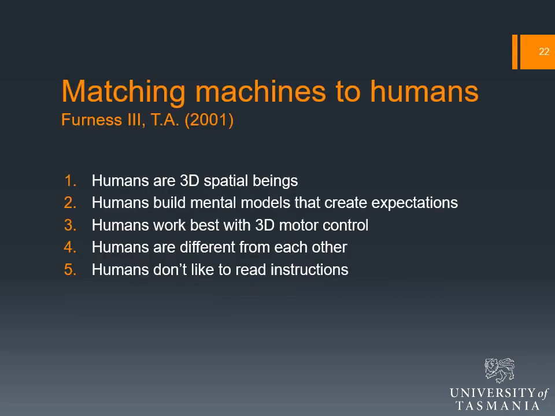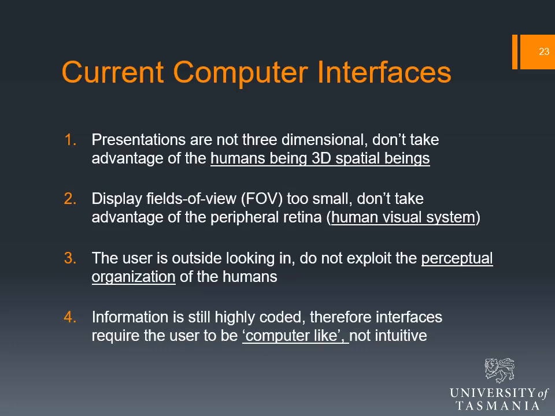Again, this is what was previously mentioned on matching machine to humans. Humans are 3D spatial, build mental models, work best with 3D model control, are different from each other, and don't like to read instructions. This is very much the key to how to map to humans. If we want to do well, we need to try to assess the individual and map and match them.